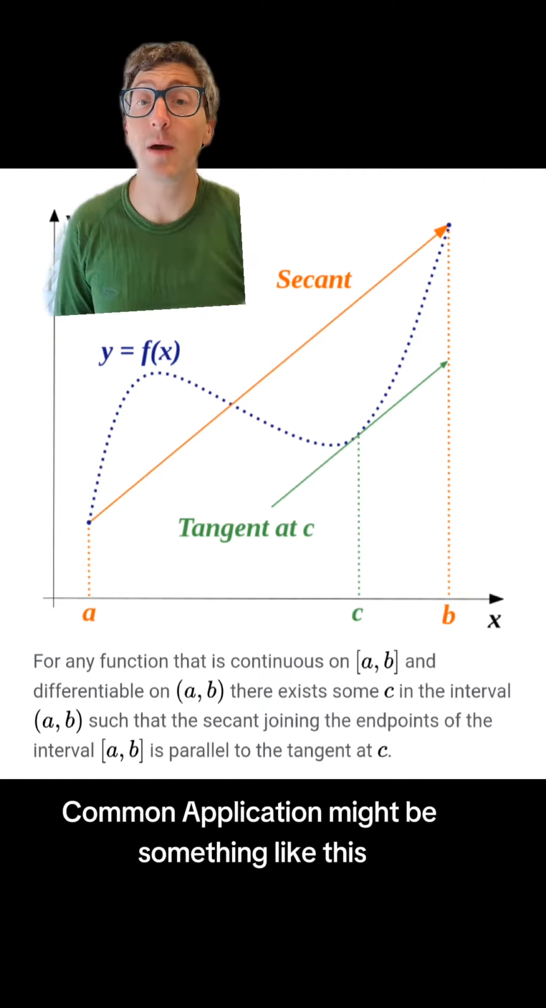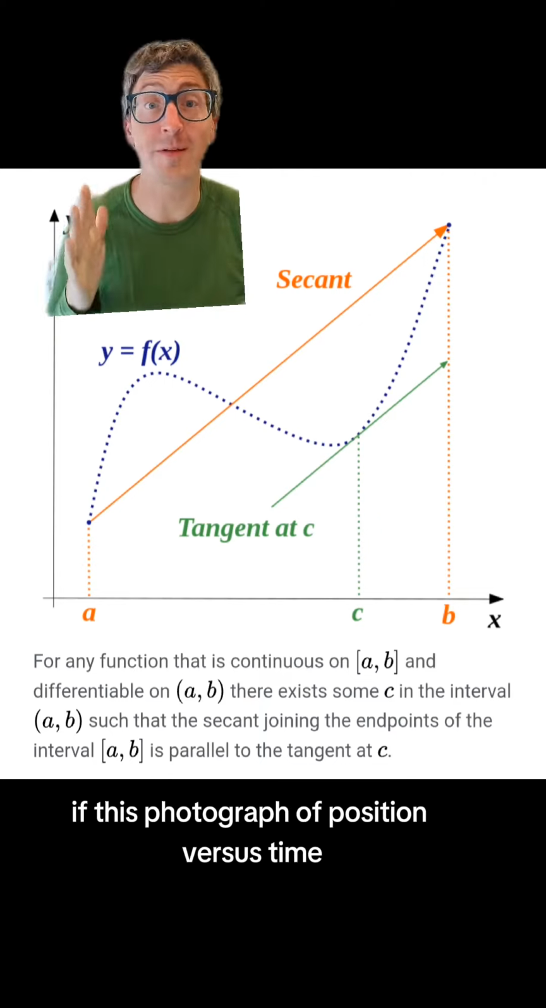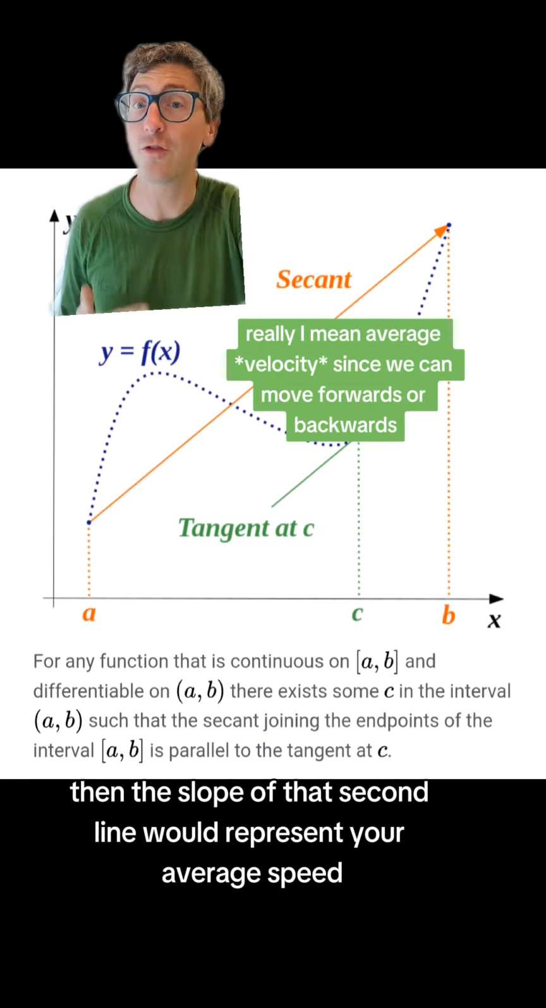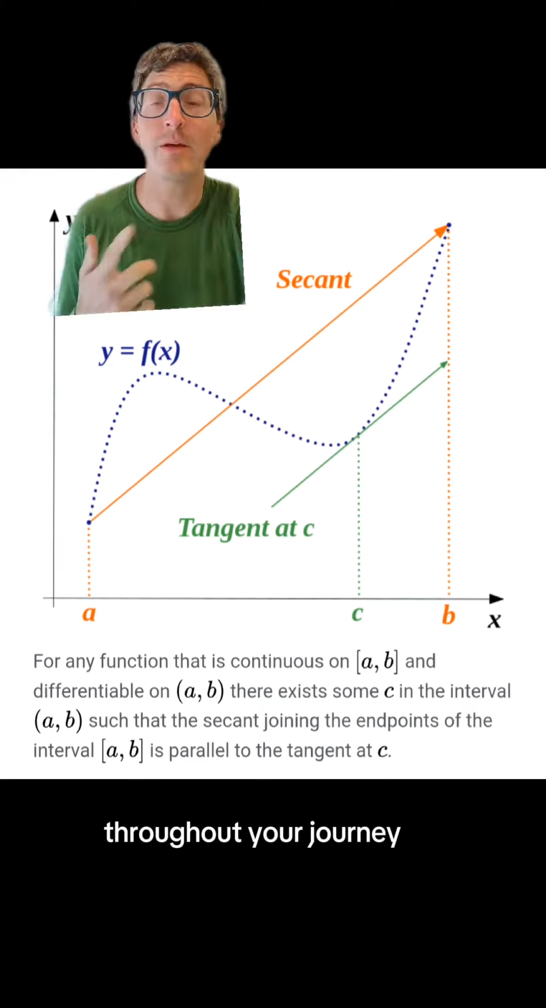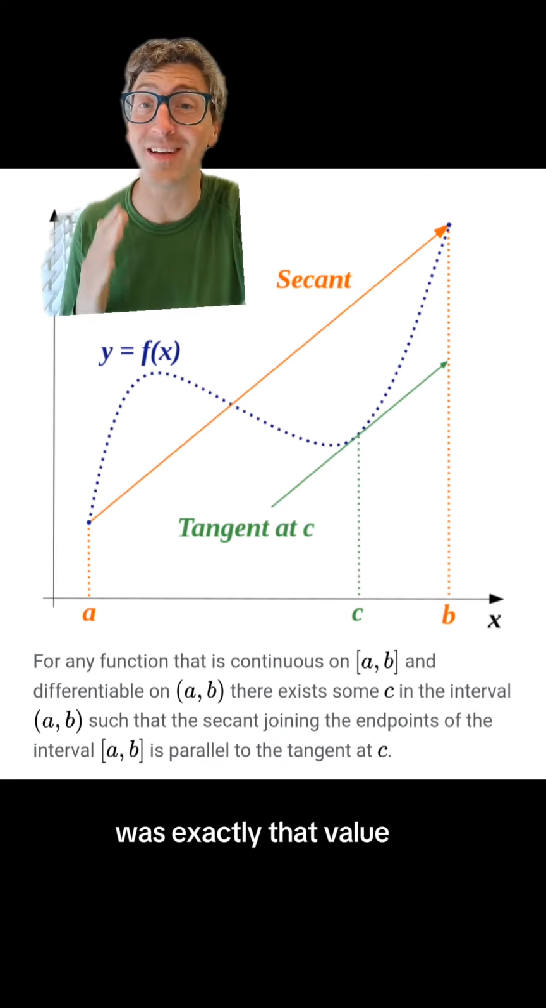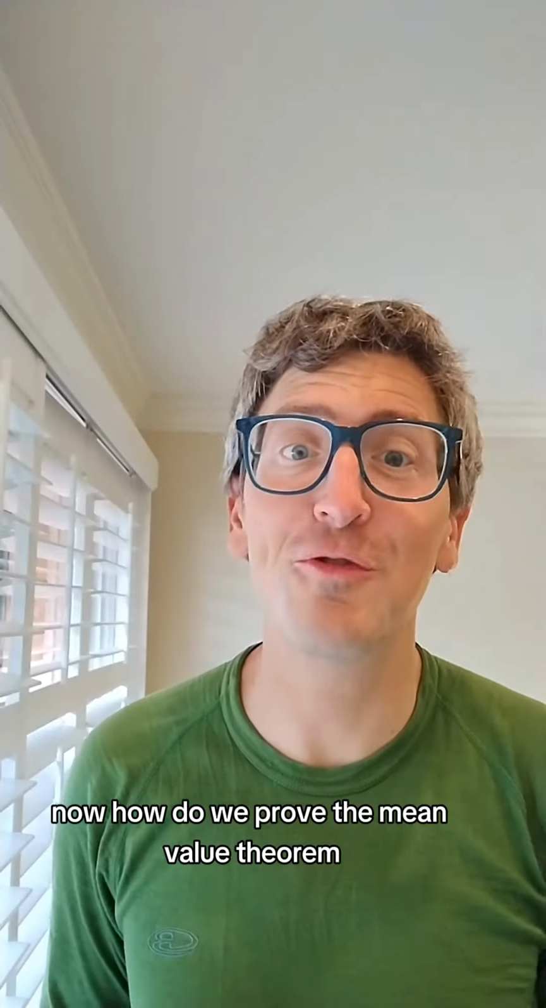A common application might be something like this. If this were a graph of position versus time, then the slope of that secant line would represent your average speed throughout your journey. The mean value theorem would say there was some point where your instantaneous speed was exactly that value. Now, how do we prove the mean value theorem?